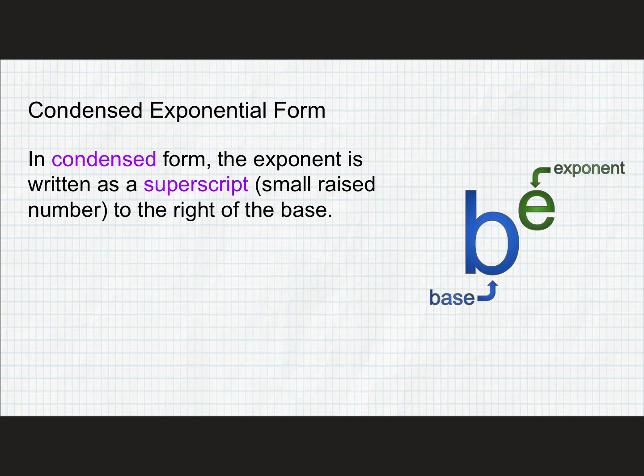This is an example of condensed exponential form, where you have a base raised to an exponent. In condensed form, the exponent is written as a superscript or small raised number to the right of the base.